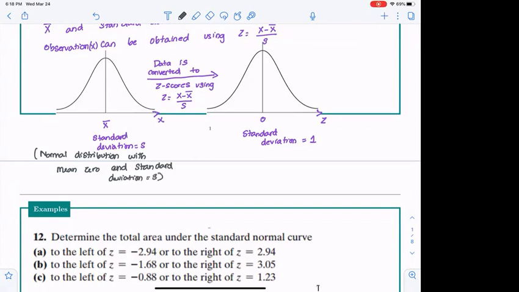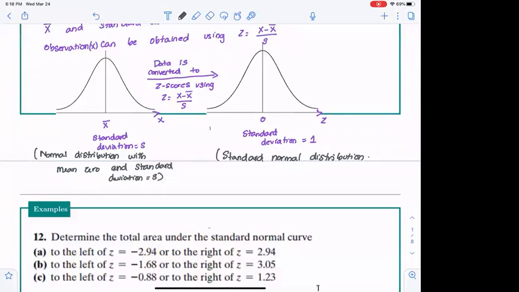When we convert it, we end up getting another normal distribution. And that is going to satisfy all properties that the one on the left would satisfy. But the only difference here is we don't call the normal distribution of z-scores a normal distribution. Rather, we call it a standard normal distribution.